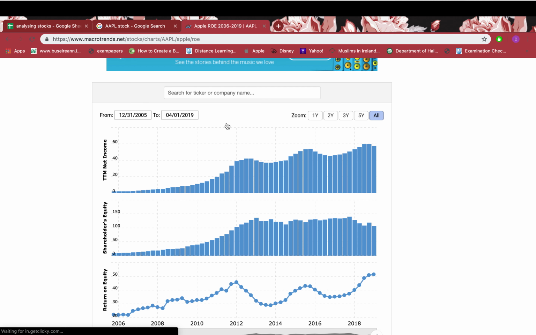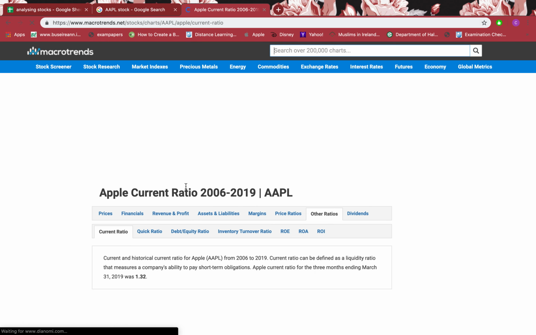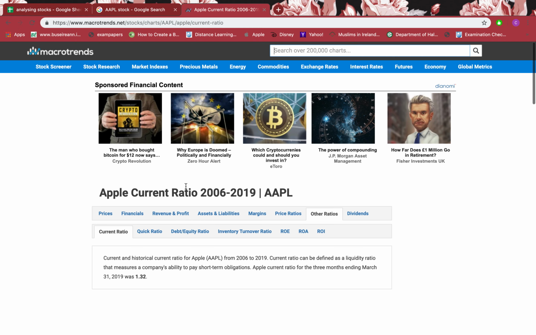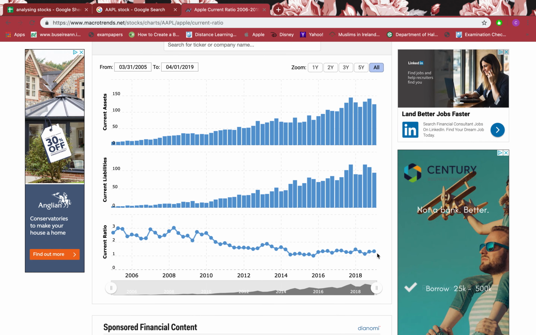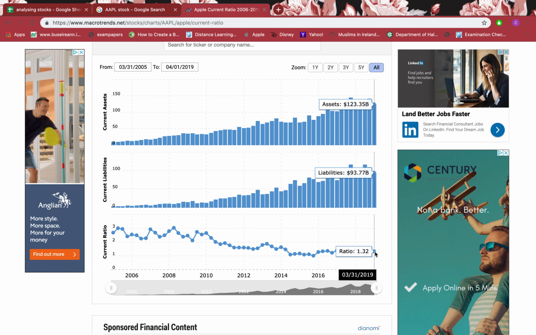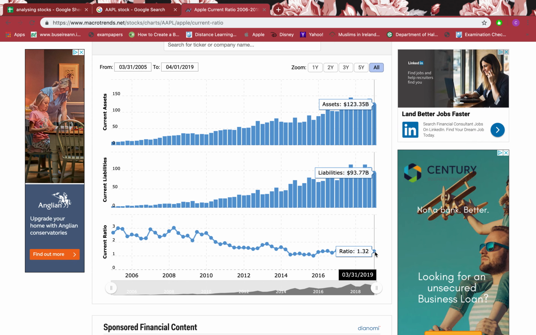So current ratio is very important because the assets should be more than the liabilities in a firm. And if it's 1.5 ratio, it's ideal. There's very less risk. The ratio is 1.32. It means that the assets are more than liabilities, but still it's not very secure because it should be at least 1.5 ratio to be secure, to have margin of safety.